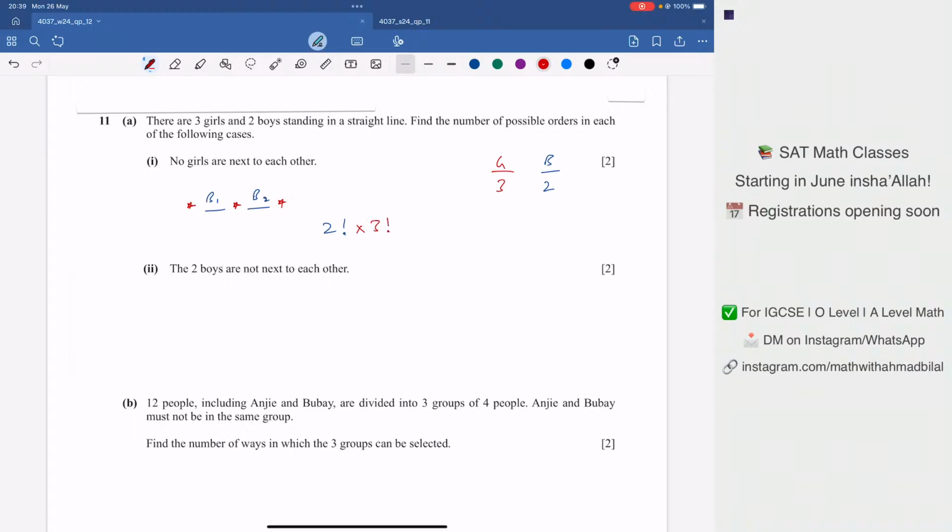So that's 2 factorial into 3 factorial. What do we get from that? That's 2 times 6. That's 12. This is 12 possible arrangements that you get from this.